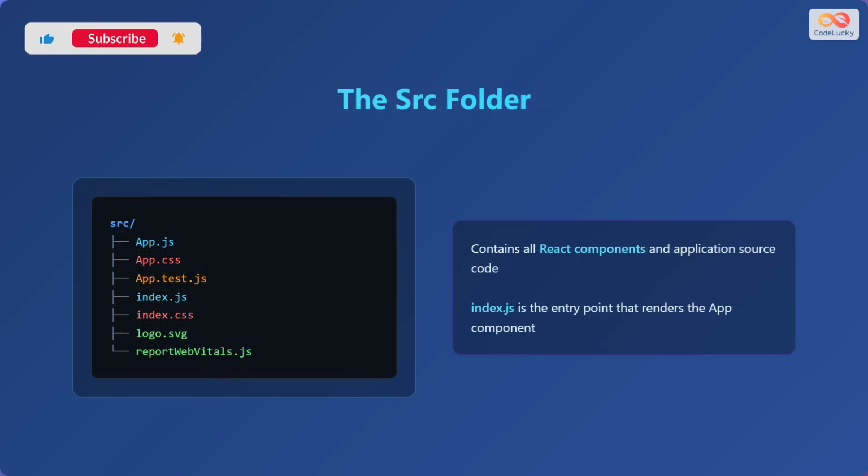Next up is the src folder, which is the heart of your React application. This is where you'll find all your React components and application source code. Key files include App.js, which is the main application component, along with its associated App.css for styling, and App.test.js for testing. You'll also see index.js, which is the entry point that renders the App component into the DOM. Also, there is index.css for global styles and logo.svg, as well as reportWebVitals.js.